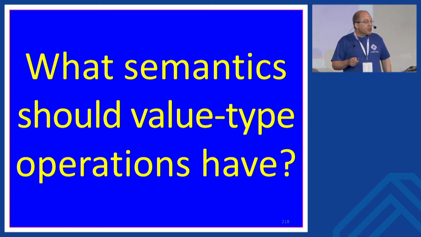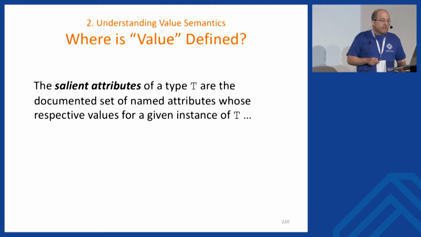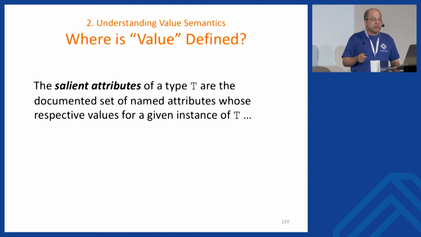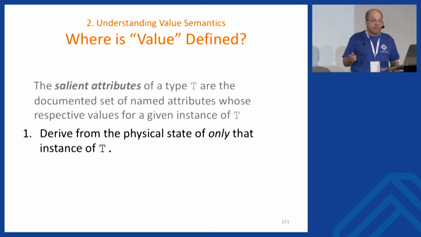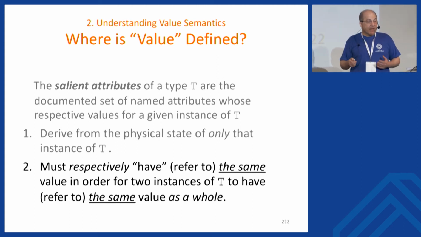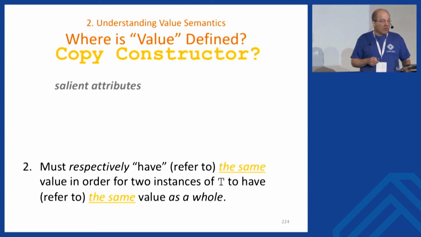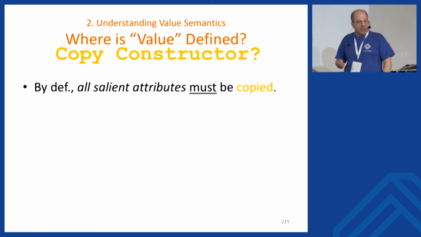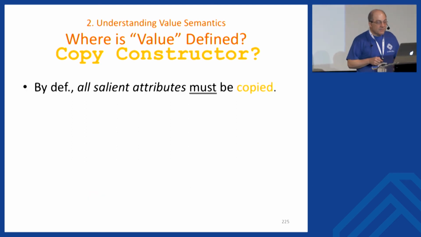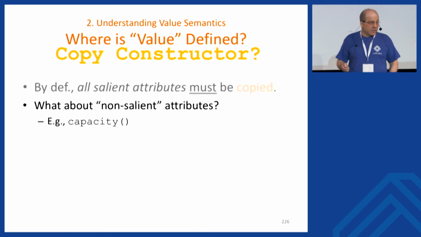What semantics should value type operations have? So the salient attributes of a type T are the documented set of named attributes whose respective values for a given instance of T derive from the physical state of only that instance, nothing else, and they must respectively have or refer to the same value in order for the two objects to have the same value as a whole. So we could try to do something with copy construction, and of course, we have to copy all of the representation of the salient attributes or things wouldn't work.